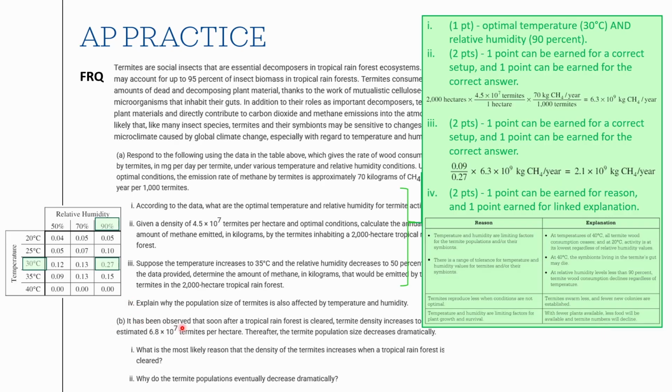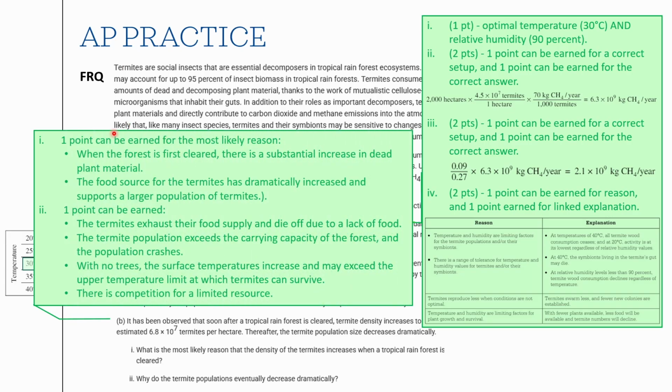Now, part B. It has been observed that soon after a tropical rainforest is cleared, termite density increases to an estimated 6.8 times 10 to the 7th termites per hectare. Thereafter, the termite population size decreases dramatically. What is the most likely reason that the density of termites increases when a tropical rainforest is cleared? So here we go. There's a couple. One point for the most likely reason. The forest is cleared, there's a substantial increase in dead plant material, so the food source for the termites has dramatically increased and supports a larger population, right? So there's a lot of decomposing wood, so termites love that.